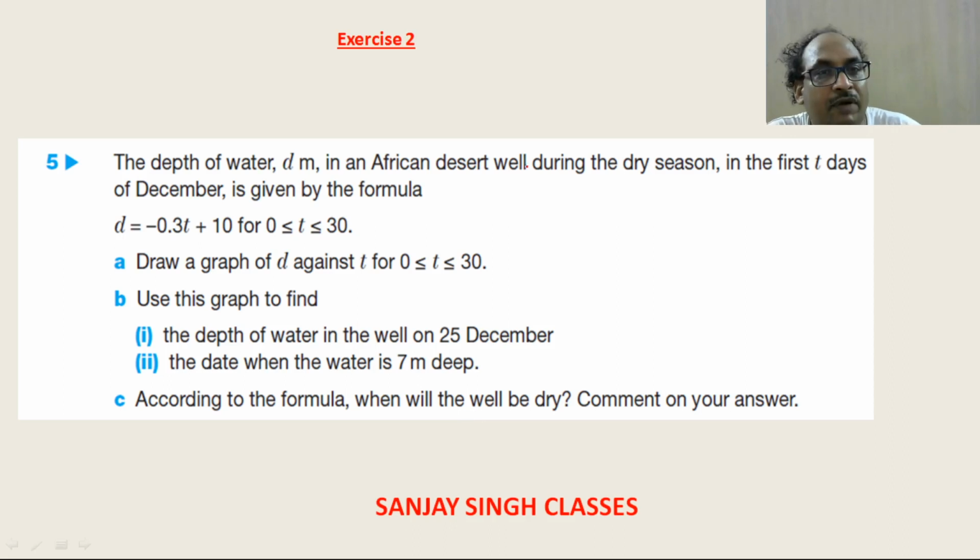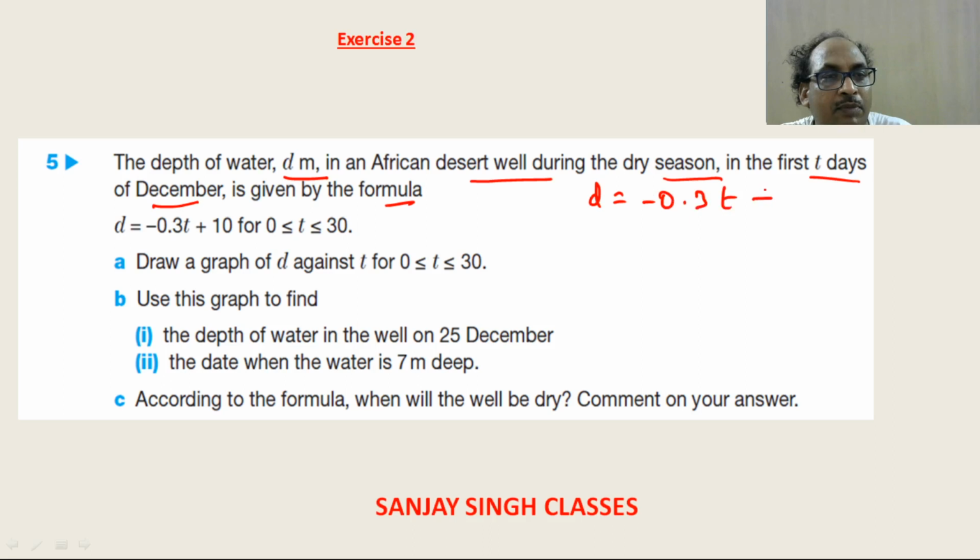Similarly, question number 5. Depth of water d meter in an African desert well during the dry season in the first t days of December is given by the formula d is equal to minus 0.3t plus 10, where t is lying between 0 to 30.